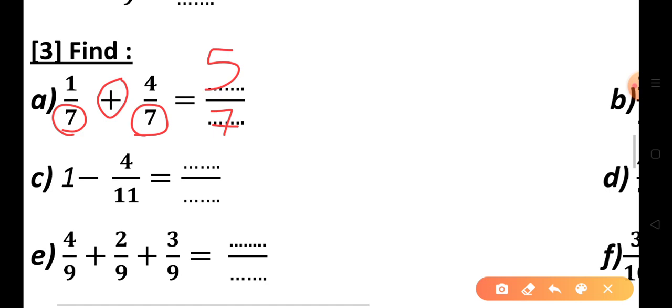1 minus 4 elevenths. Change 1 as a fraction, its denominator is 11. I need a fraction whose denominator is 11 and equals 1. 11 over 11 equals 1. Now we can subtract, keep the denominator. 11 minus 4 equals 7.